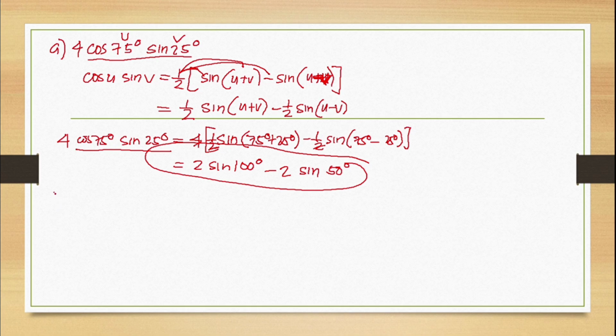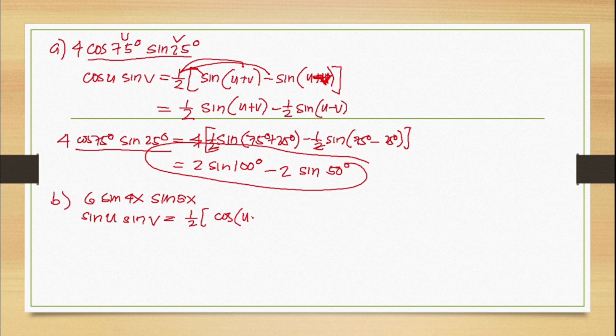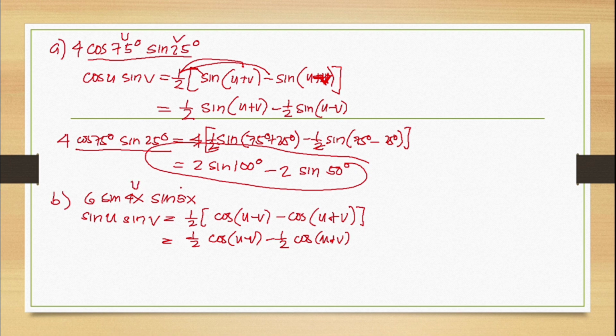So let's have letter B. For letter B, we have 6 sine 4x sine 5x. This is the form of sine u and sine v, which is equal to 1/2 of the quantity cosine (u minus v) minus cosine (u plus v). We have to distribute the 1/2 here. Our u is this part, and this is our v.